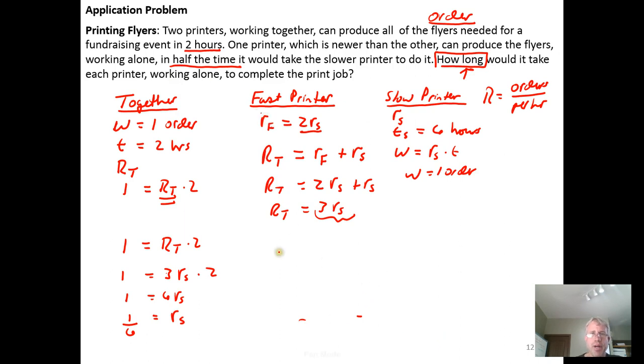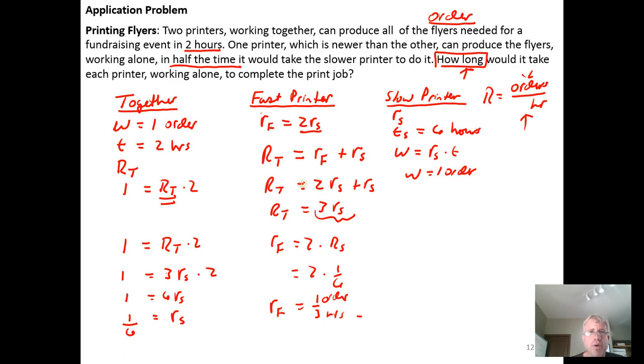So up here I have the rate of the fast is equal to 2 times the rate of the slow. The rate of the slow, we know it's 1/6. And 2 times 1/6 is 1/3. So the rate of the fast is 1/3, or because rate has orders per hour as its units, this is 1 order per 3 hours. So it would take that printer 3 hours to do the job.